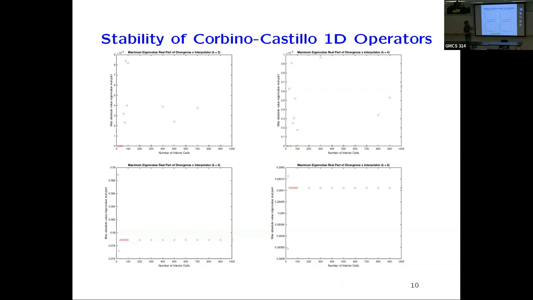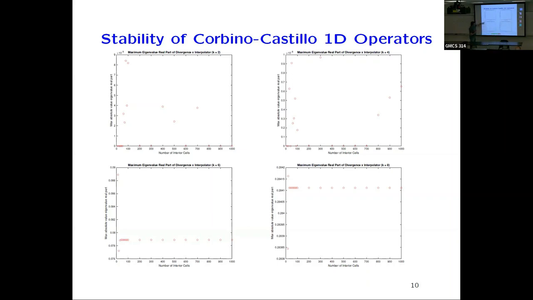If I compute the eigenvalues of this, I have the picture for second order, fourth order, sixth order, and eighth order. And here are the number of interior cells, the number of cells that I divide this up. We are talking of 1D operators, and this is the maximum absolute value of the eigenvalue real part. You see that these quantities for 1D are in the order of 10 to the minus 9, even though you increase up to 1,000 interior cells. On the other hand, for fourth order they are 10 to the minus 8. So the eigenvalues are very small.